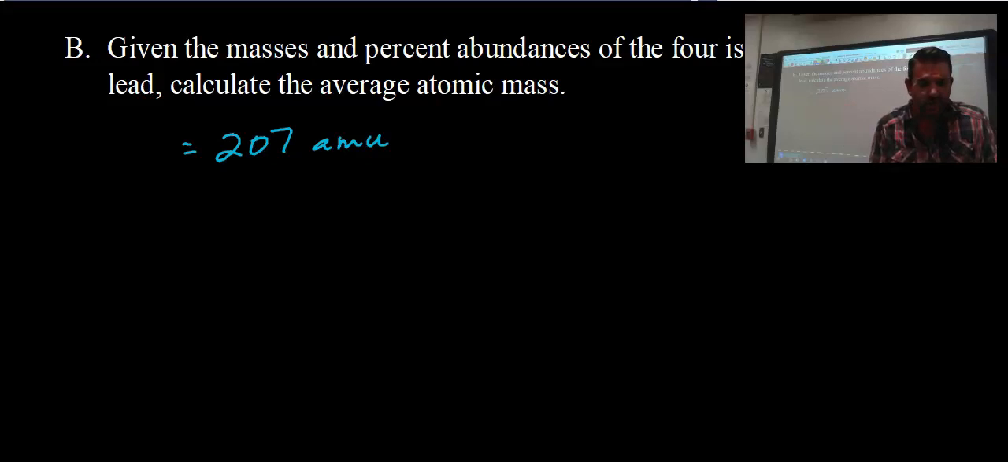I think one of them we have our last digit in the ones place. So when we add up those 4 numbers, the last digit in our answer is going to be to the ones place. So we have no digits after the decimal. So we get 207 AMU.